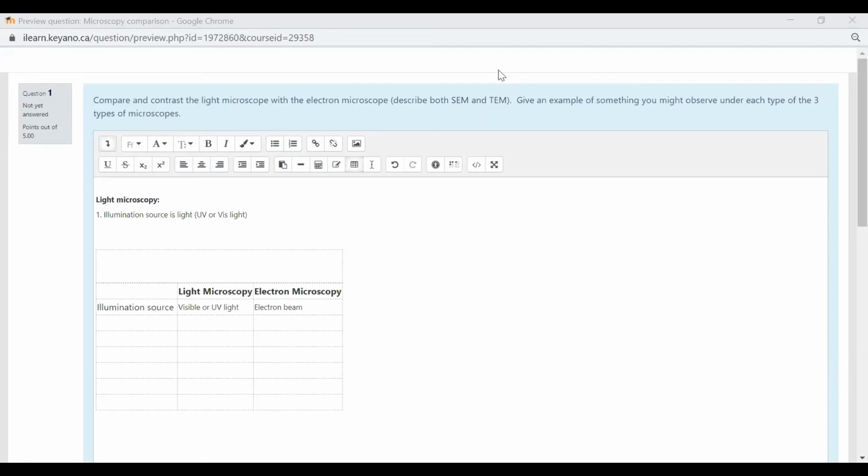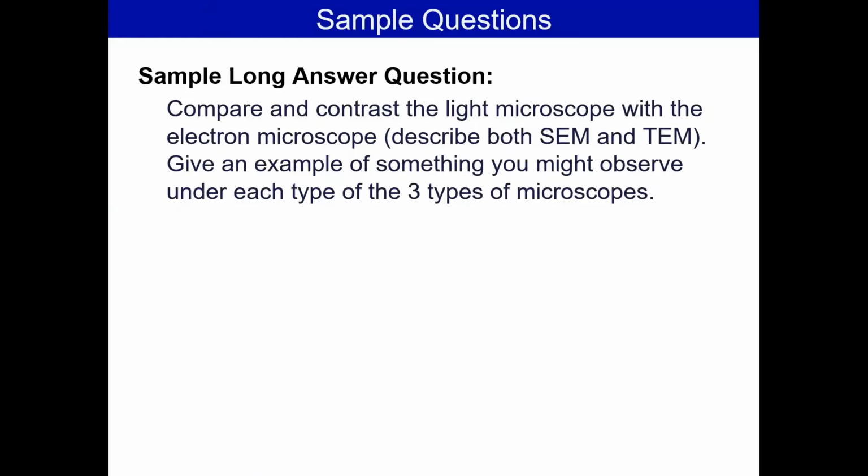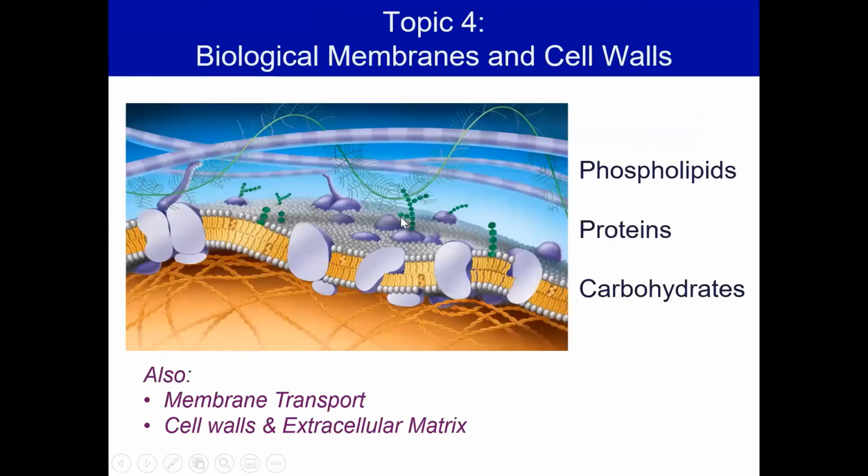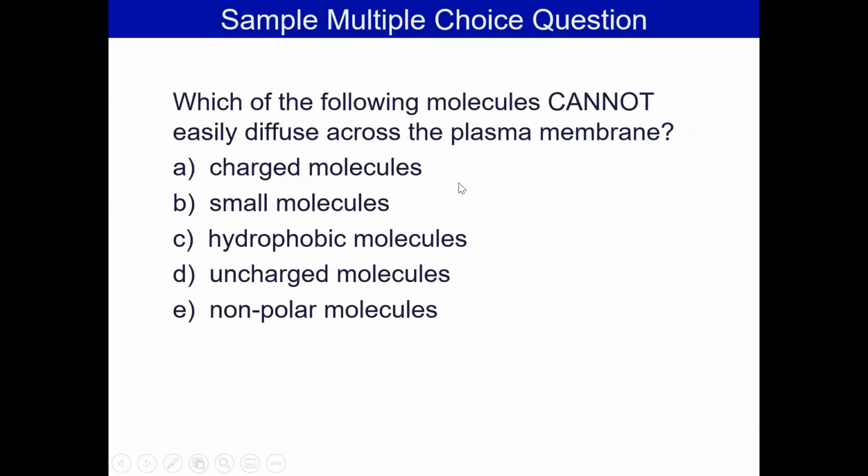Okay, so let's go back to the PowerPoint. I have some other questions we're going to try here and take a look at for review. So topic 4, different types of membrane structures. Topic 4 was really kind of 3 parts. We talked about membrane structure, we talked about membrane transport, and we talked about cell walls and the extracellular matrix. So make sure you do cover each of those in your studying.